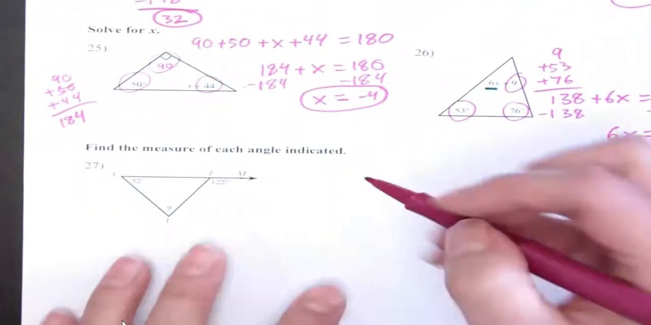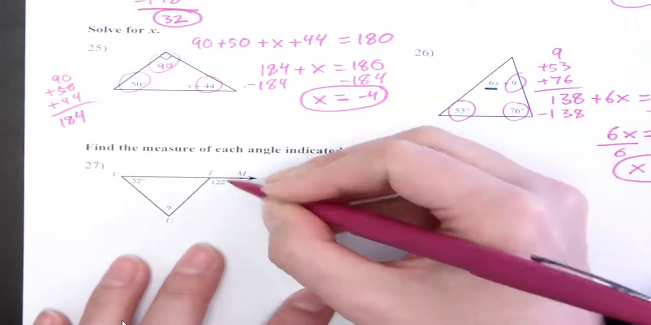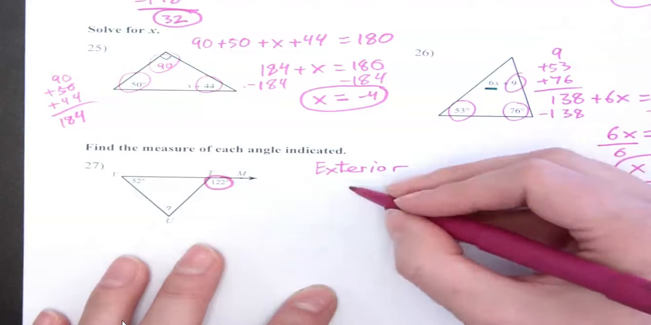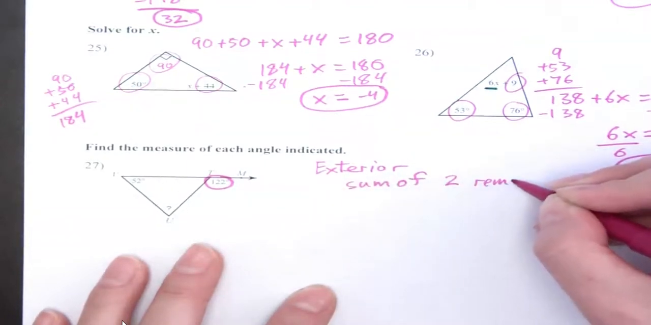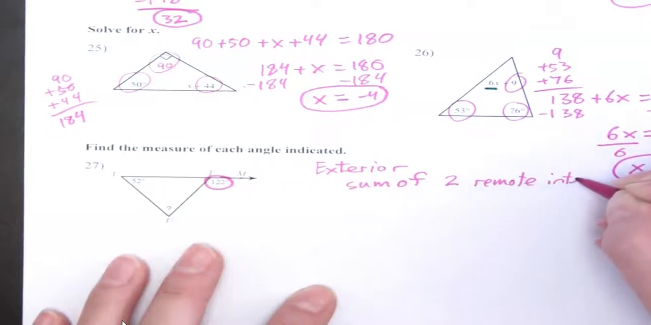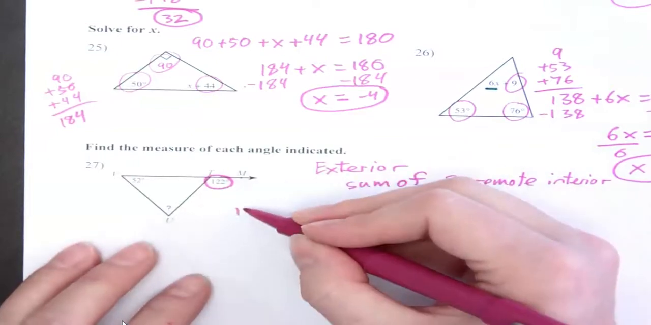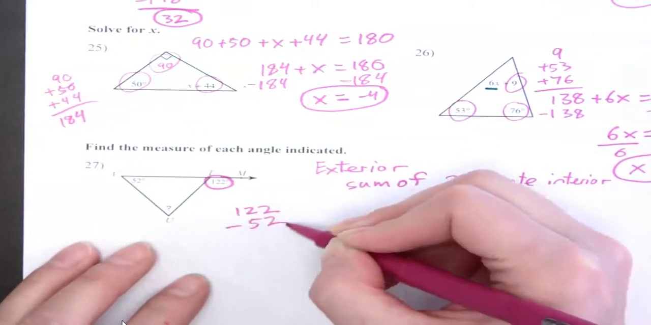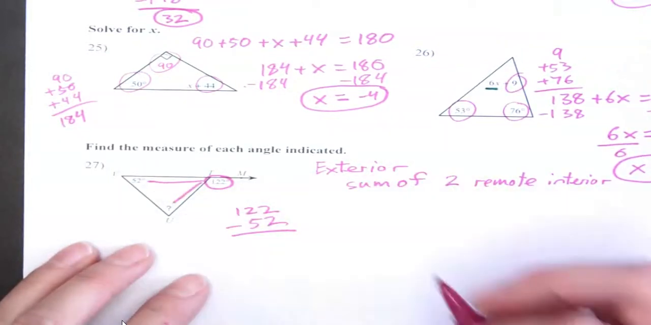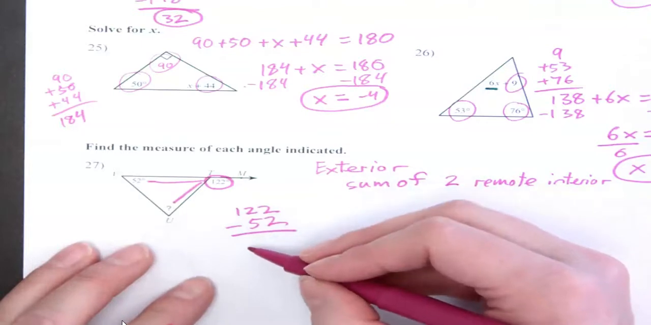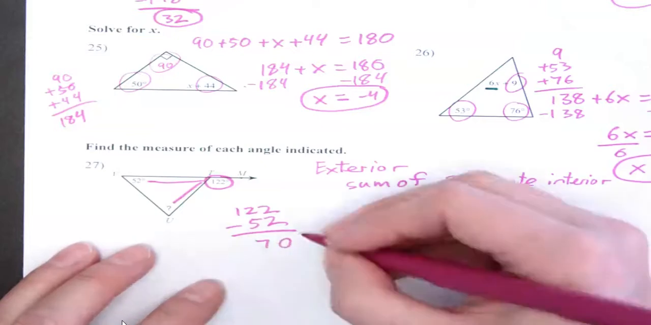Okay. This one is exterior equals sum of two remote interior. So all I have to do is do 122 minus 52, because this equals the sum of those two together. And so that gives me 70 degrees.